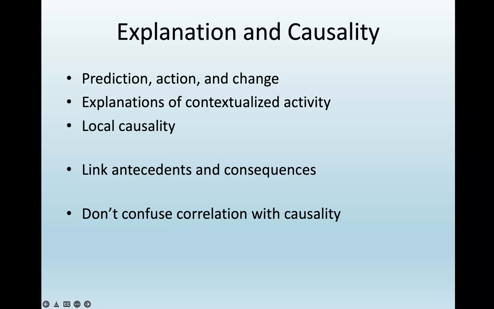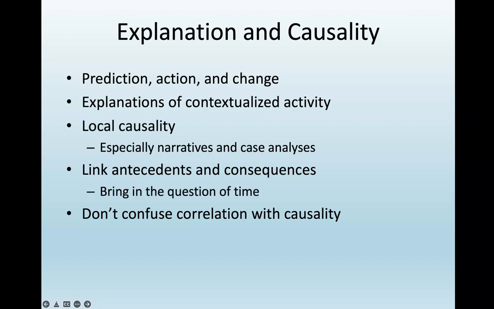But many researchers falsely believe that qualitative methods cannot provide explanation, and that it calls out rather than broad scale societal explanations. Qualitative researchers can provide local causality, or describe how local events and processes lead to specific outcomes in specific contexts. Researchers must link antecedents, or what happened before, to consequences in order to demonstrate causality.